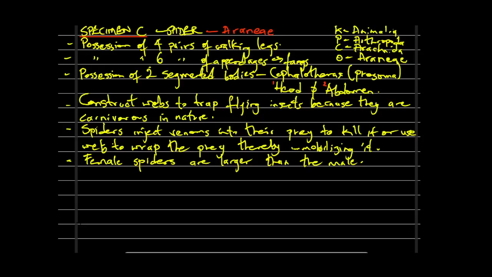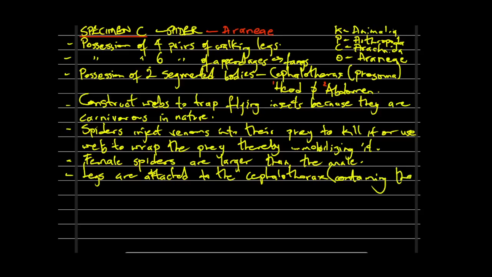They lay eggs. Okay, their legs are attached to the cephalothorax or the prosoma. They have their limbs attached to the cephalothorax. So we need to know that as well. The legs are attached to the cephalothorax, and the cephalothorax contains the stomach. The cephalothorax, as we said earlier, is the head. It contains the stomach and the brain. That is where we have the stomach and the brain.